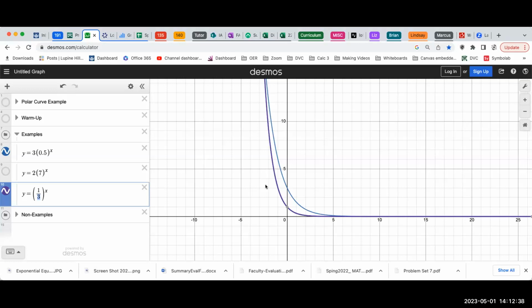But what this is saying, 0.5, think of it as a half. This is saying that each day you're halving it. You're losing 50% of what you had the previous day. So you're being halved each day, which is why it's getting smaller. This one is saying each day you're going to divide it by 3, or take a third of it each day. So it's getting smaller.